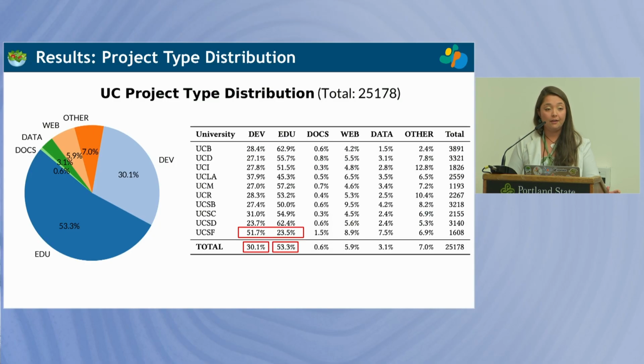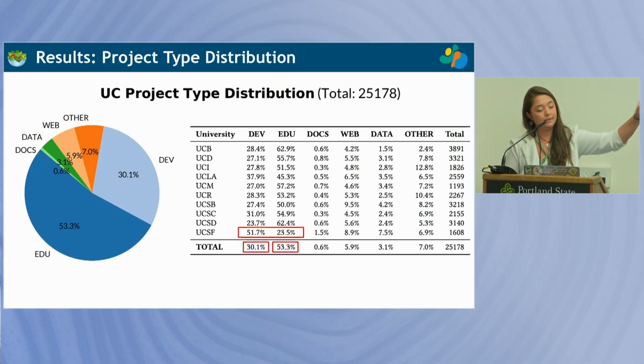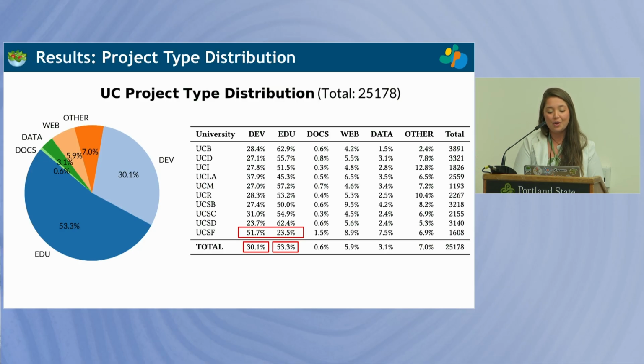30% of them are dev, so tools or some other research component. And then for data and web have way lower percentages. If you look at the table, I know there's a lot of information, but most of the percentages are very consistent across the 10 campuses. The only outlier is UCSF, where the percentage is kind of inverted. So 50% of the repositories are actually dev, and then around 23% are educational.